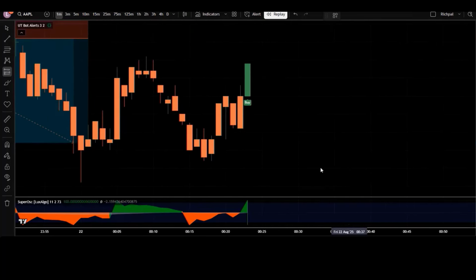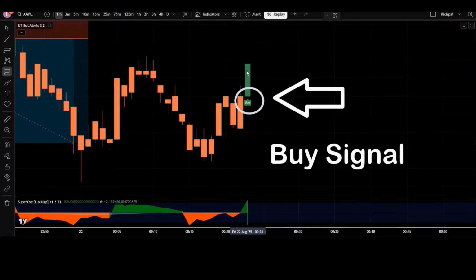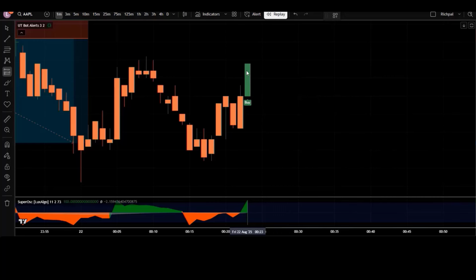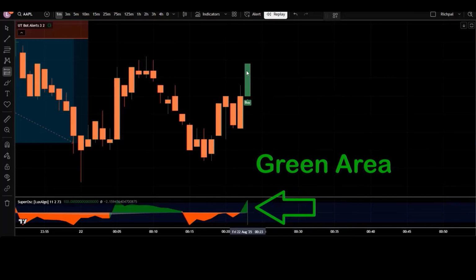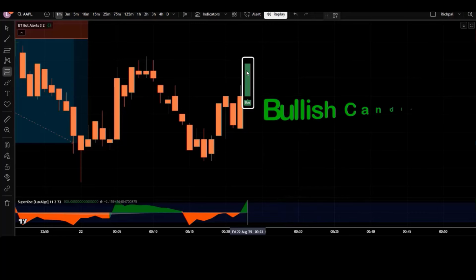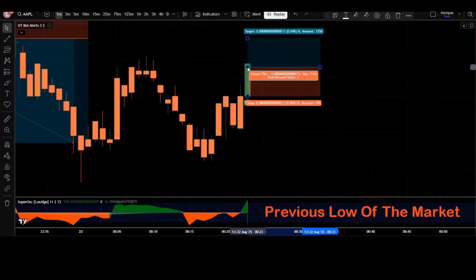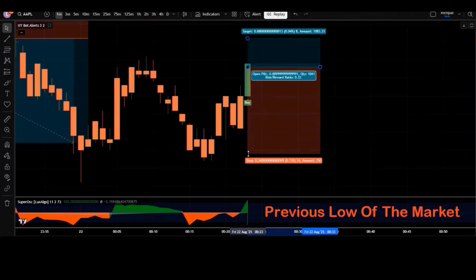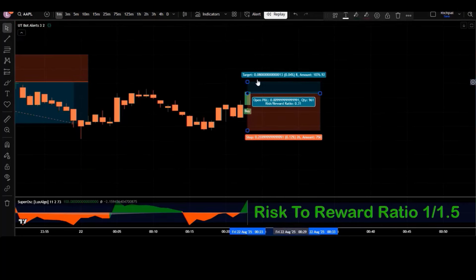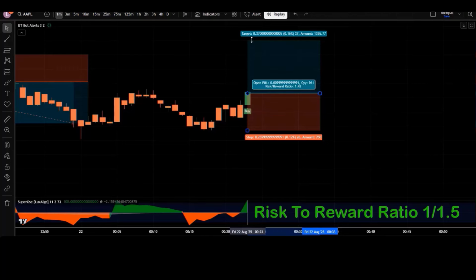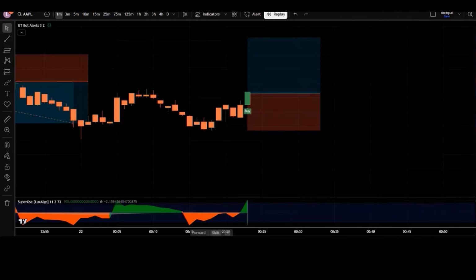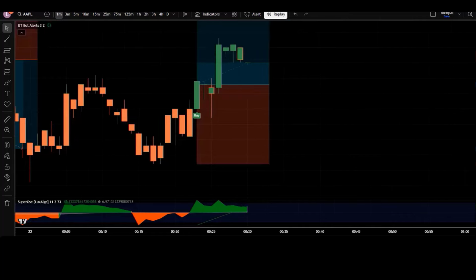Here the UT Bot Alerts indicator gives us a buy signal. Here the Super Oscillator indicator shows a green area color. Here the market has made a bullish candle to give confirmation. So all our conditions are being fulfilled, so we are placing an order to buy. Our stop loss is the previous low of the market, and the risk to reward ratio will be 1:1.5. Let's see what happens to our trade.